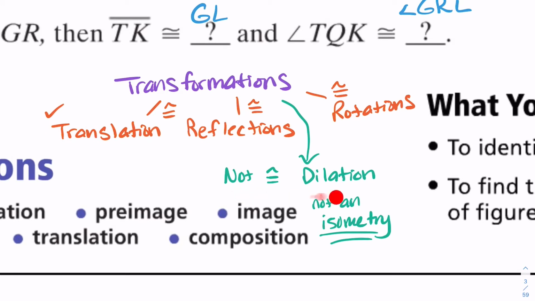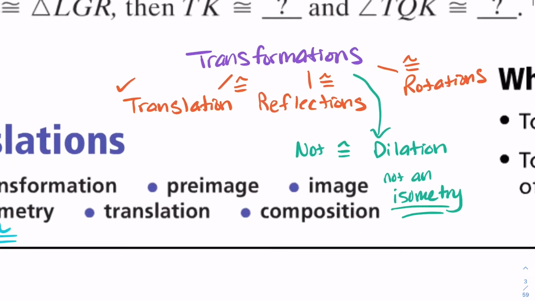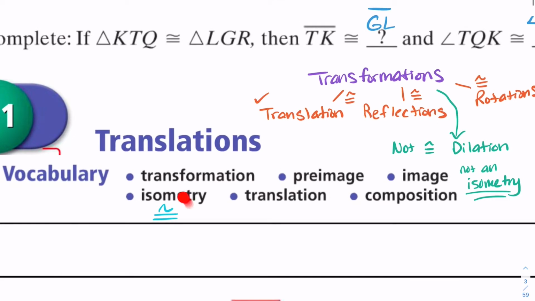The only other thing we're going to learn throughout this unit is dilations, which are not isometries, which are not congruent. So we consider isometries congruent, and dilations, which are not isometries, not congruent. So isometry is congruent.